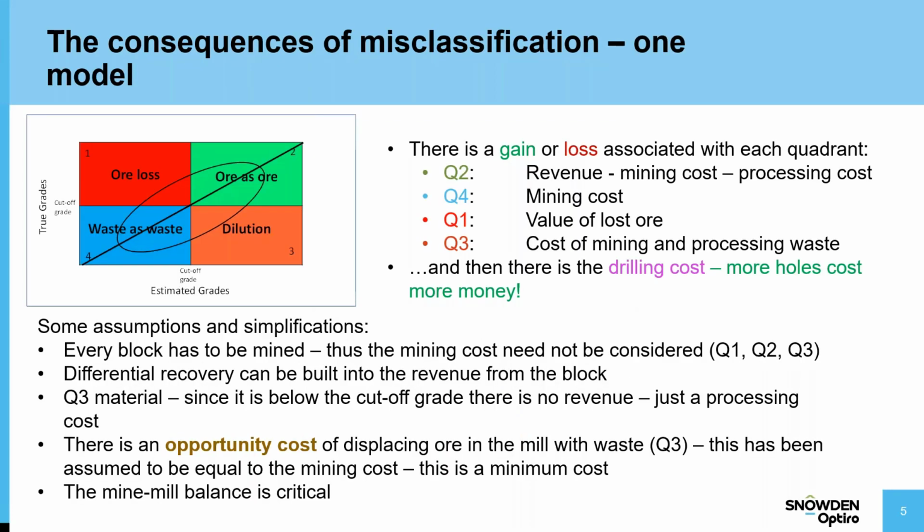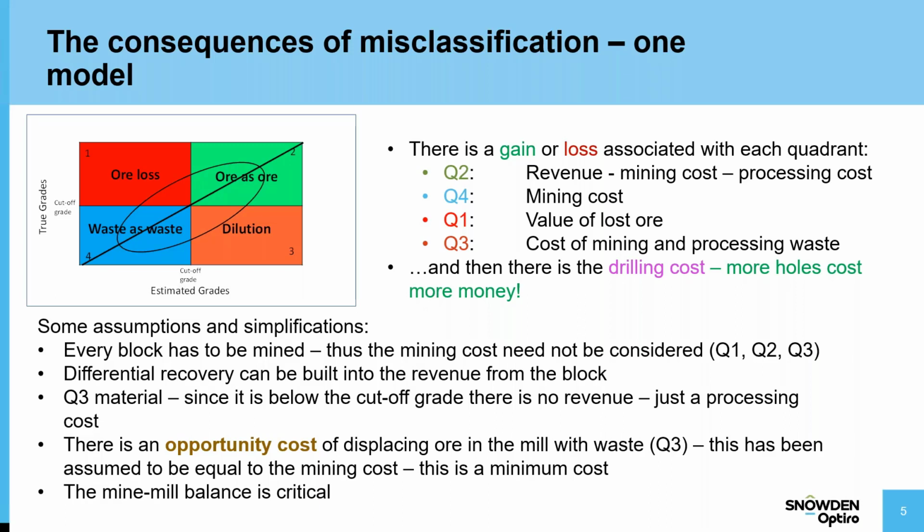So just in terms of cost, there are many ways that you can do this. This slide's a bit complicated, but let's just focus on the key points. Quadrant two, we've got the revenue. That's the value of the material that we're mining, minus the cost of mining, minus the cost of processing. Quadrant four, we've got the mining cost, no revenue. Quadrant one, we've got the value of the material that we're sending to the waste dump. Quadrant three, we've got the cost of processing and mining material that's got no value in it. It may have some value, but for the purposes of this, we assume that it's got no value.